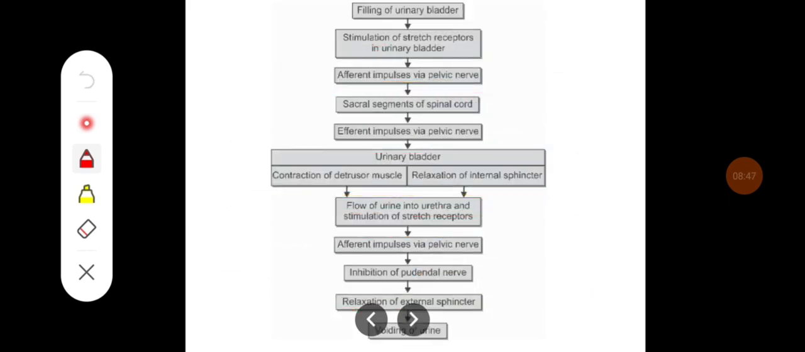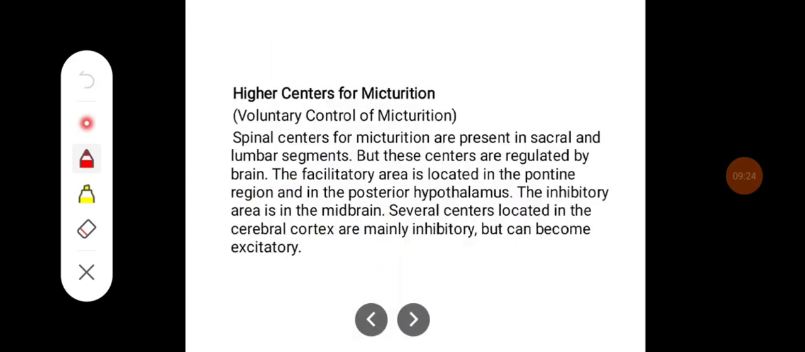So this is a schematic diagram showing the micturition reflex. Filling of the bladder stimulates the stretch receptors, which reach the sacral segment through the pelvic nerve and then go to the urinary bladder, where it leads to contraction of the detrusor muscle and relaxation of the internal sphincter. So then the flow of urine occurs in the urethra, which causes stimulation of stretch receptors through the pelvic nerve. There will be inhibition of the pudendal nerve, which ultimately causes relaxation of the external sphincter, causing widening of urine.